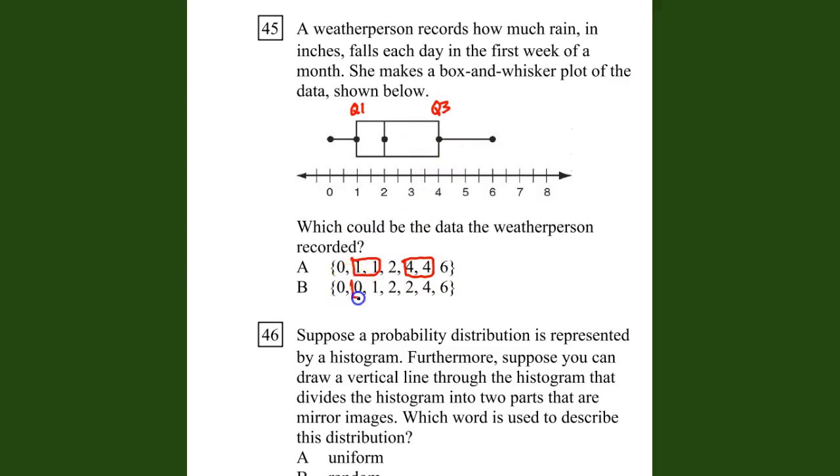I go here, do the same thing, the middle of 0 and 1 would be 0.5. So if this came out to be 0.5, then B would be correct. Same thing here, the middle of 2 and 4 is actually 3. So the Q3 of B is actually equal to 3. So our answer is going to be A, because it has 1 and 4 as a Q1 and Q3.